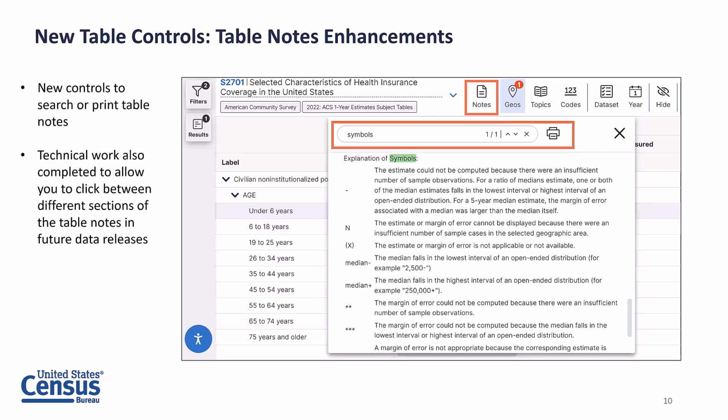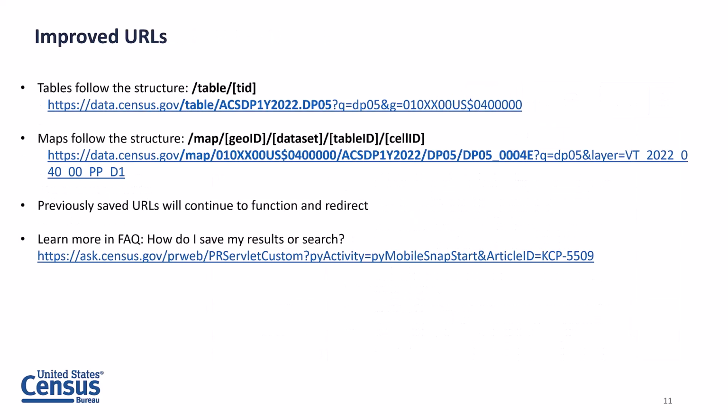In addition to this, we completed some technical work behind the scenes that is going to make the table notes even more helpful for you in future releases. We have added the ability for there to be different sections of the table notes. So what this means is that as new data are released for certain data sets in the future, you may start to see on the left-hand side after you click the Notes button, different clickable links in order to get to the different sections of the table with ease.